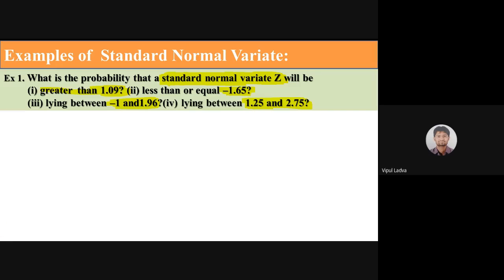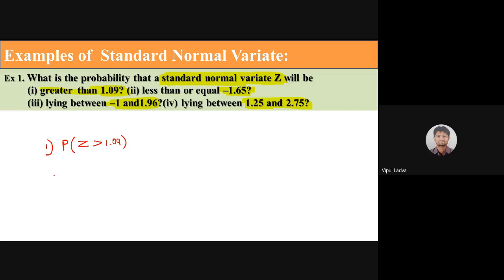To identify the required probability, the first question says that we are looking for the probability that my standard normal variate Z is greater than 1.09. That means Z is strictly greater than 1.09, not 1.96, 1.09. So this is what I'm supposed to find.